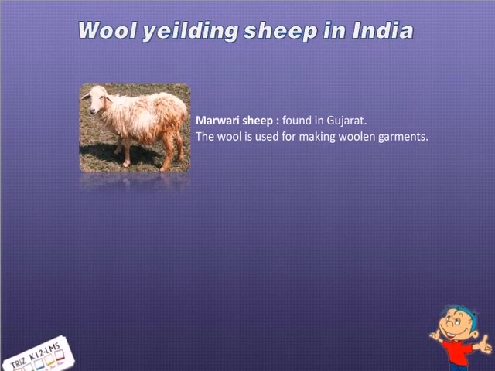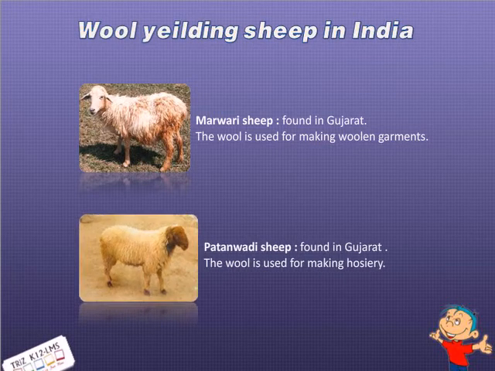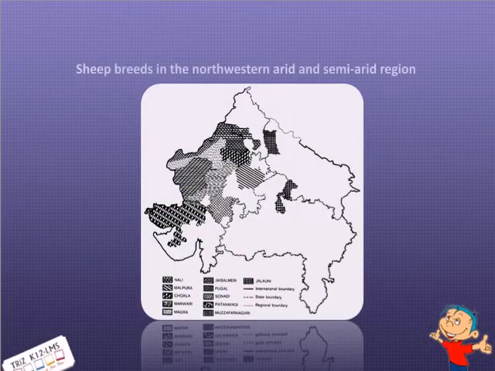Marwari sheep, found in Gujarat. The wool is used for making woolen garments. Patanwadi sheep, found in Gujarat. The wool is used for making hosiery. Sheep breeds in northwestern arid and semi-arid region.